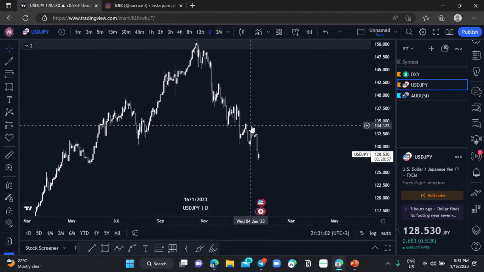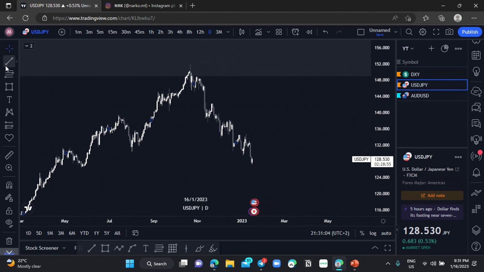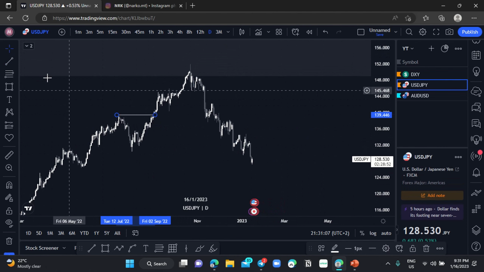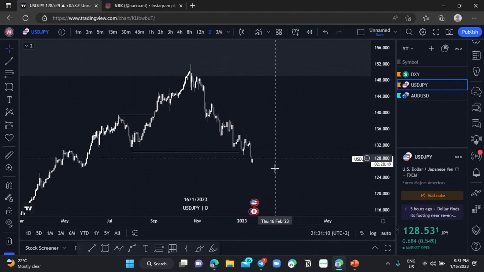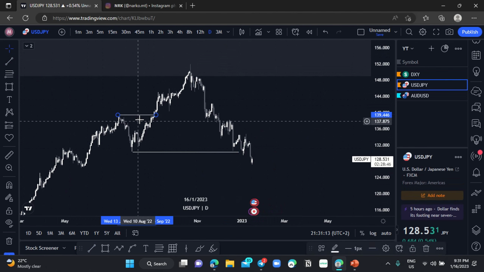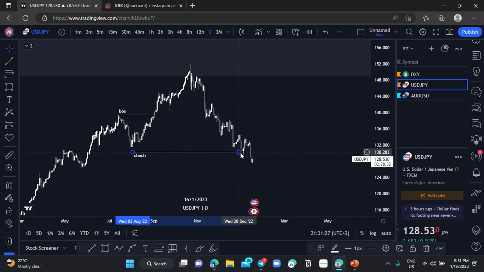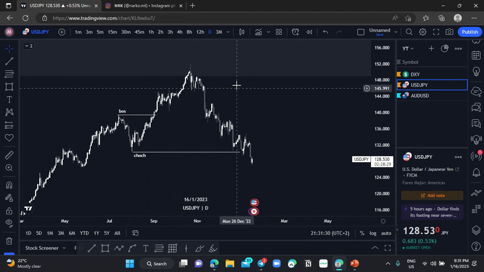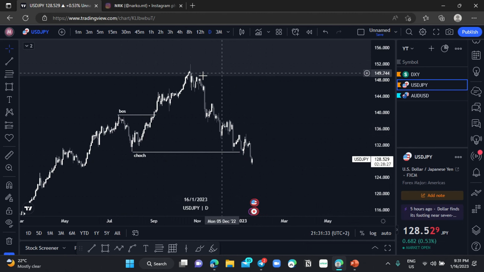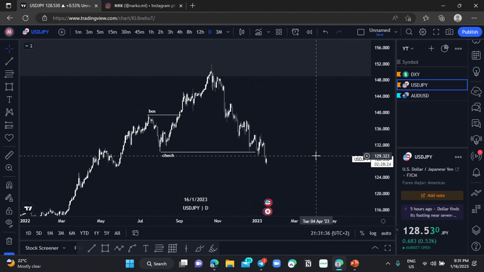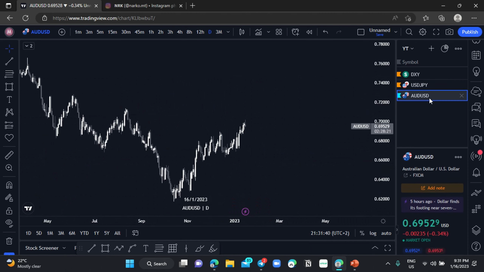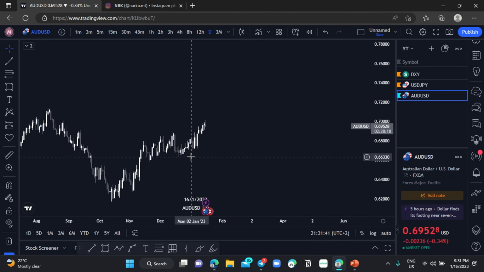Okay, so now let's move on to USDJPY and see what we have. So on USDJPY we have more or less the same thing. So we have this break of structure here and this change of character here, to show that the dollar index and the pairs that start with USD on the left side are more or less the same thing. Okay, so this is the top break of structure and this is the bottom change of character. As you can see here, price formed the same schematic the dollar index formed. Okay, so now let's move on to AUDJPY and see what we have there.